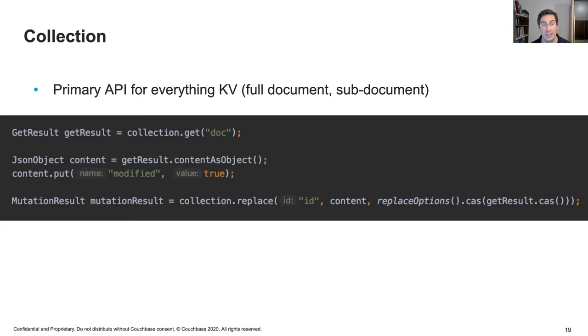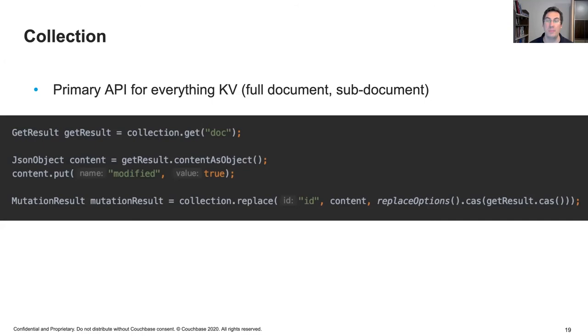And what we do here is we modify the content. Here we arbitrarily set some kind of value to true. And then we perform a replace operation. We give it the document ID, the content, and then we set replace options and we give it the CAS value from the original operation. Now, people who look at this, there is a slight gotcha in here, which is why this will throw an exception. So you can see that we fetch the document with the document ID doc, but then we replace the document with a document ID called ID. And since we set the CAS value, this will throw a CAS mismatch exception.